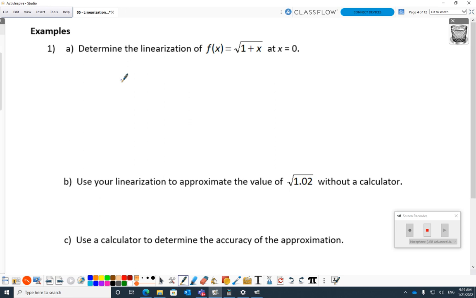Example. Determine the linearization. And when this is done, I'm going to graph this thing and its linearization so we can look at it and go, okay, I really see what's happening here. Okay. Determine the linearization of f of x equals 1 plus x at x equals 0.